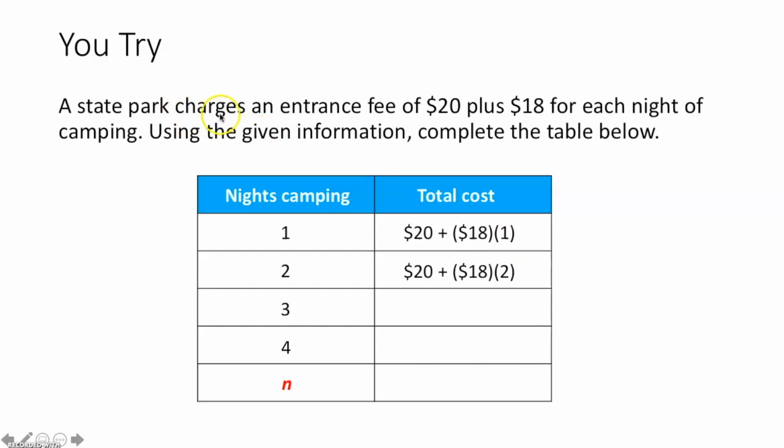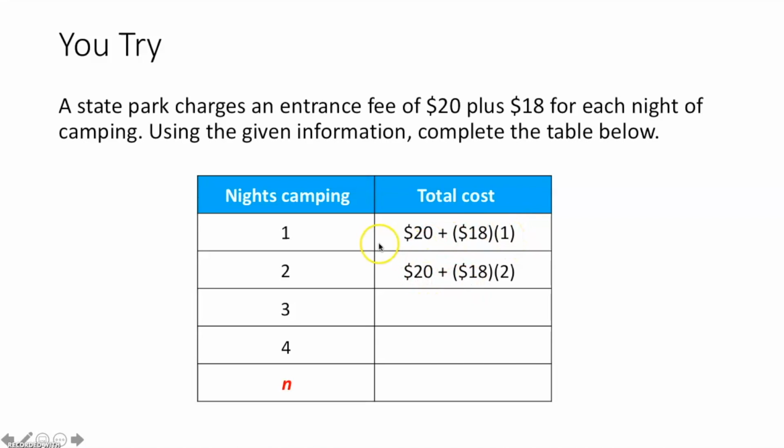Okay, so this one says a state park charges an entrance fee of $20 plus $18 for each night of camping. Using the given information, complete the table below. So the total cost is going to be our expression, and the number that changes is going to be the nights that you spend camping there. So you can see here, it's going to be $20 for your entrance fee, and then $18 times the number of nights that you stay.